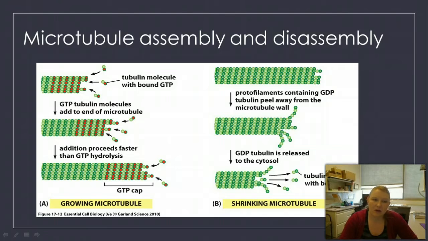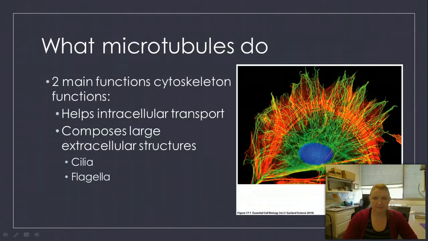Now remember, assembly and disassembly will always happen from the positive end of the microtubule, not the negative end. So this is always going on that one side. So now that we've talked about how they grow and where they come from, what do they do? Well, as we've talked about already, they're important for chromosome separation, but they're also important for intracellular transport. And they are also the main components in cilia and flagella.